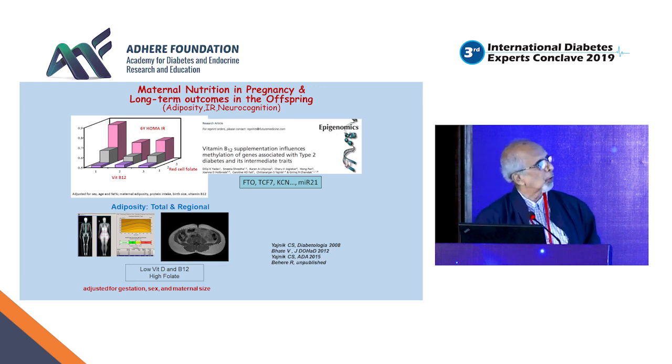And then we also showed that an imbalance between micronutrients, so that if the mother had low vitamin D, low B12 but high folate, that baby was more adipose as late as 18 years of age. And if the mother had low B12 and high folate, that baby was also more insulin resistant. And in an epigenetic study, we showed B12 intervention modifies methylation of genes involved in obesity and diabetes. So this is one of the very nice stories which we have developed.